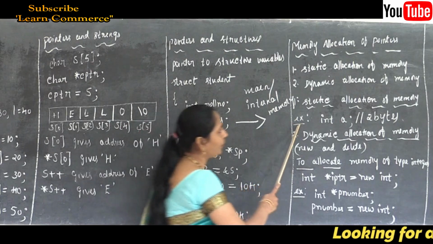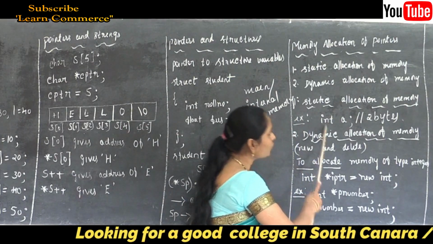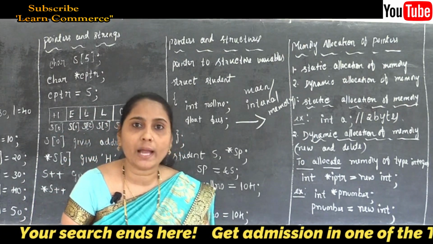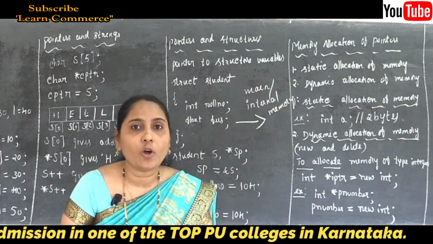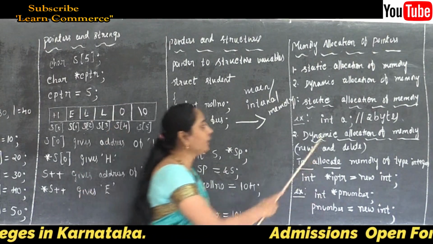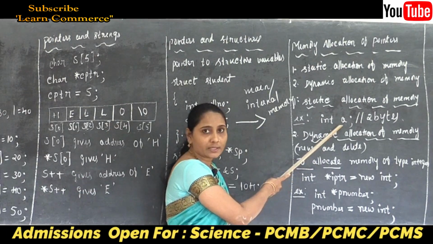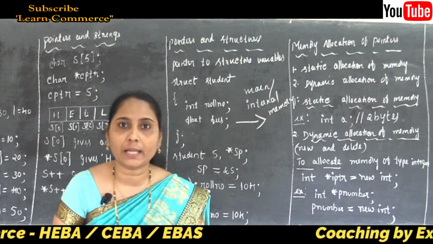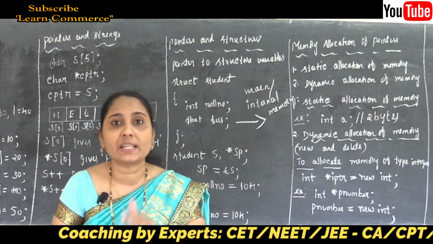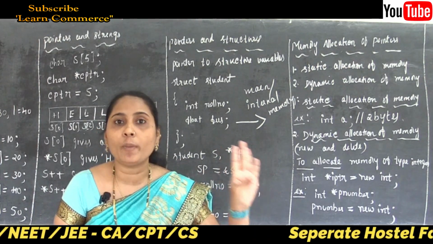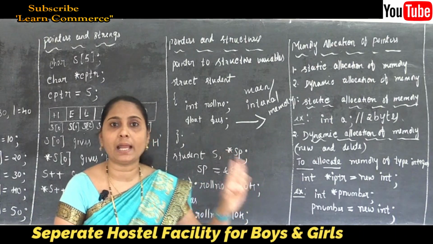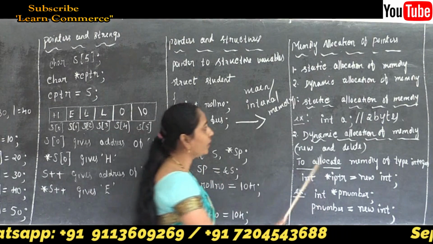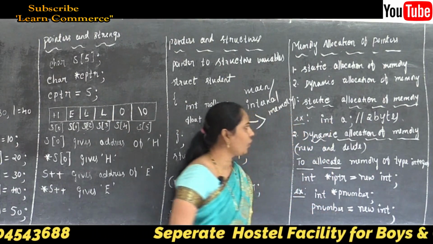In this example, I used one declaration: int a. That means it allocates 2 bytes of memory space for the declared variable, during declaration time itself. Or if you change the data type to float, how many bytes does it reserve? 4 bytes of memory space for the declared variable during declaration time itself. So this is about static allocation of memory.